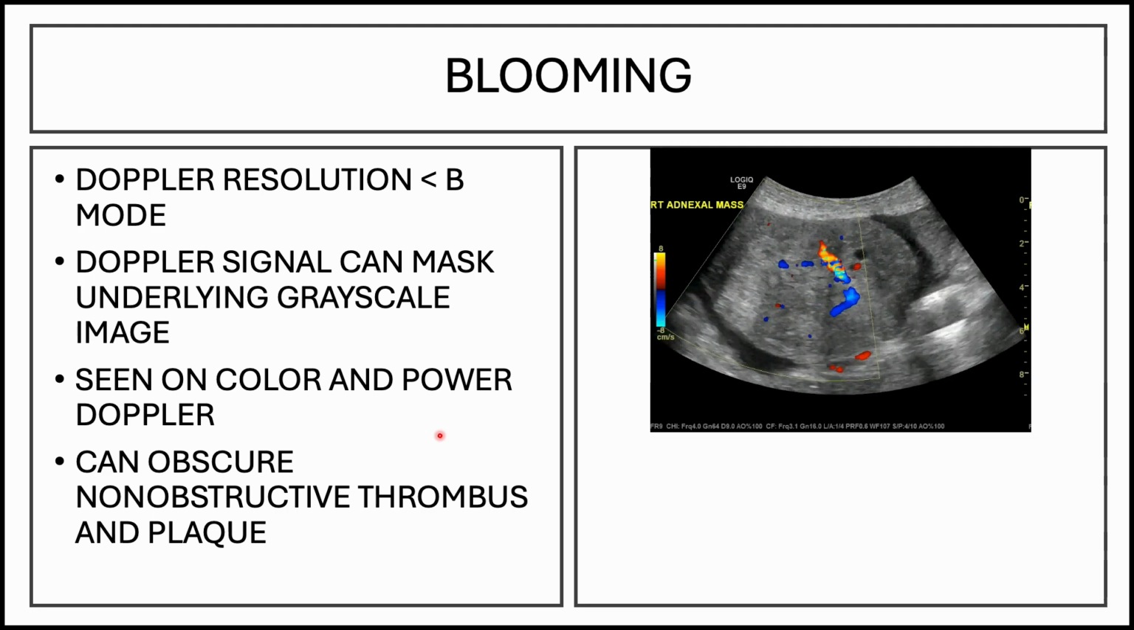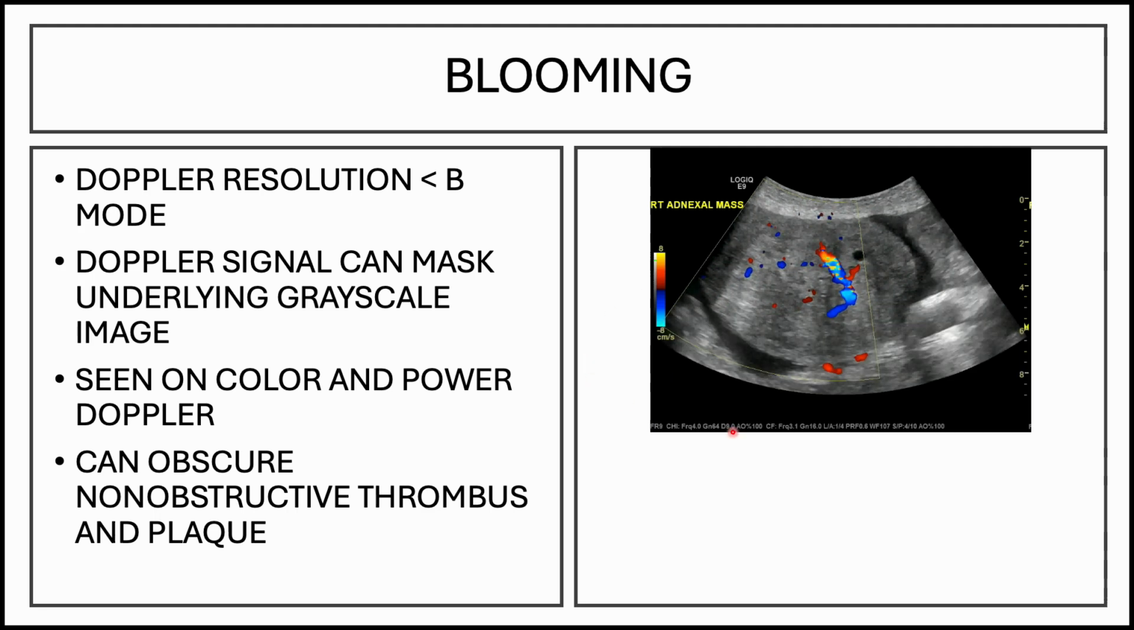Well, one of the features can be from increased gain on the color Doppler image. It can also be from low wall filter setting. Another cause can be from the low pulse repetition frequency and poor lateral resolution of the transducer.